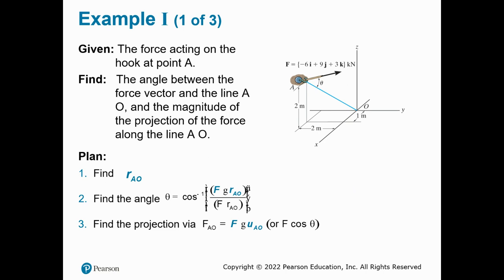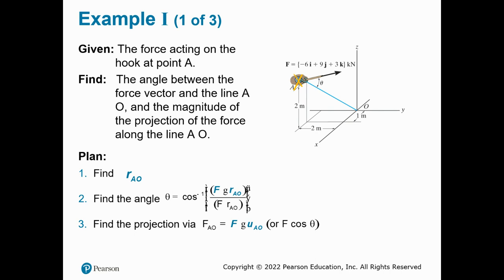Let's take a look at an example together. We have this force being applied at point A. The force is negative 6I plus 9J plus 3K kilonewtons, so it's a force vector in the air. We want to find the angle between the force vector and the line AO. We want to find this angle theta and the magnitude of the projection of the force along the line AO.